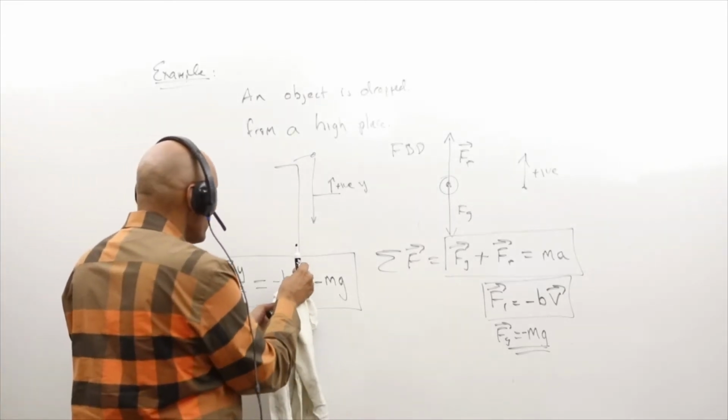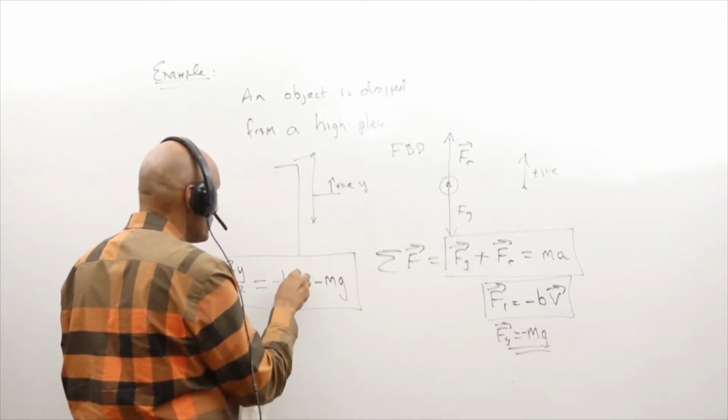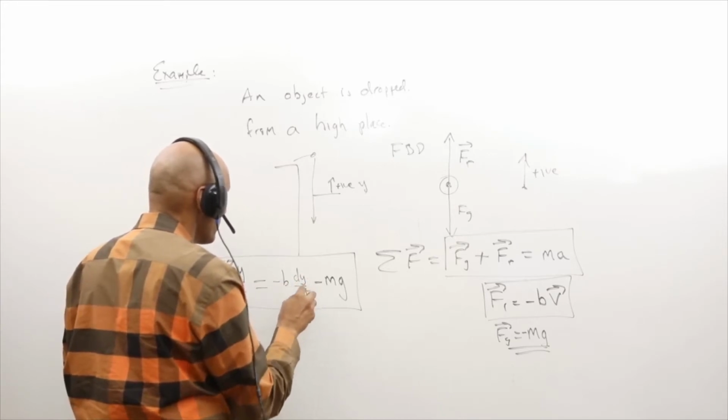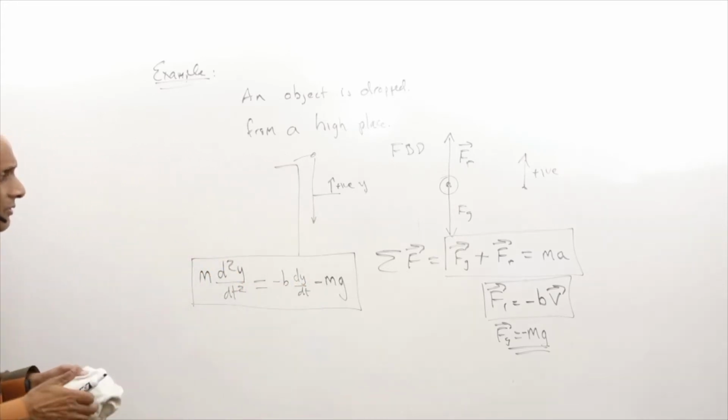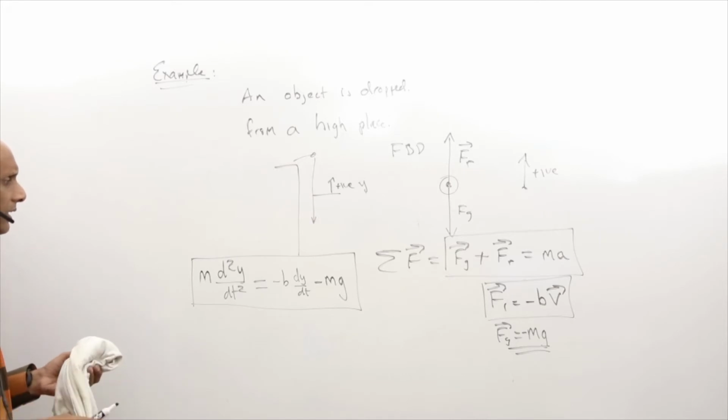So what is velocity? I should write down velocity. It's dy/dt. So this is the differential equation I'd like to solve, and I'd like to explain the idea of something called terminal velocity.